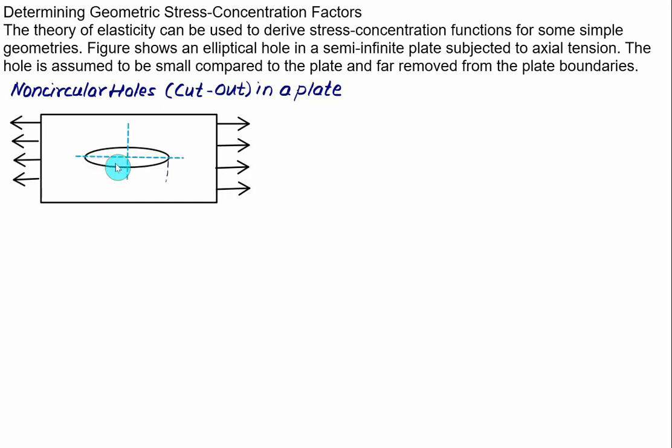The major axis of the hole is parallel to the load and the minor axis is perpendicular to the load. So this figure represents an ellipse, and the major axis of the ellipse is parallel to the load. This stress here is representing the nominal stress, and we want to calculate what the maximum stress due to the elliptical hole will be. This dimension, which is measured parallel to the major axis and is half of the major axis, is A, and the half of the minor axis, let's say this dimension, equals B.